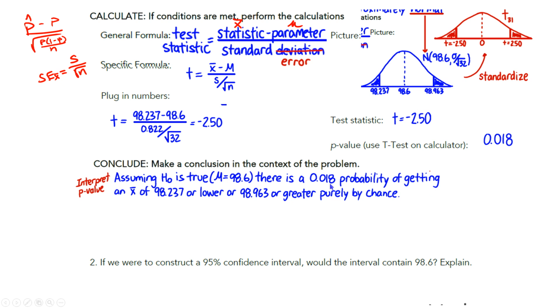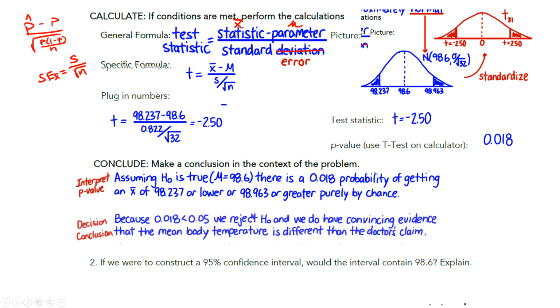So because this number is so small, because our p-value is so small, we're kind of ruling out purely by chance as a thing. So 98.6 just probably isn't true. Because 0.018 is less than 0.05, we reject the null, and we do have convincing evidence that the mean body temperature is different than the doctor's claim.